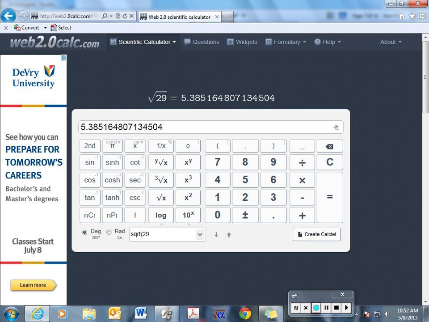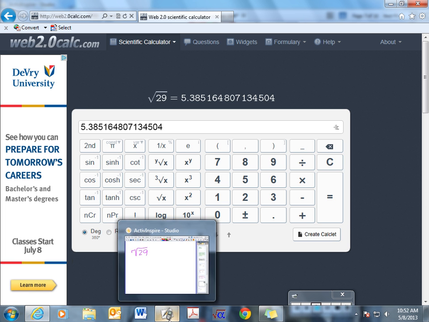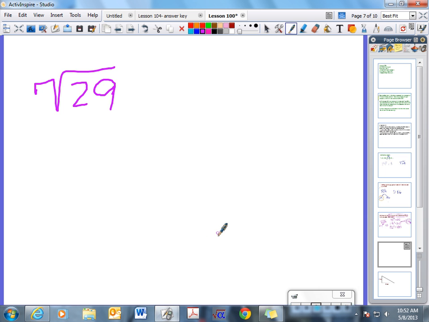That's because 29 doesn't have an actual decimal or fraction value that equals it. And we're going to talk about what those types of numbers are called. So we would say that the square root of 29 equals about, and we would round it off maybe to the nearest tenths place, the nearest hundredths place. It would just depend what your purpose was in using it.